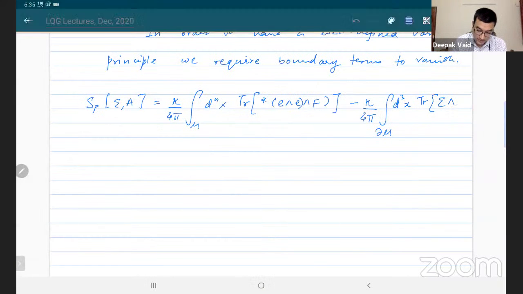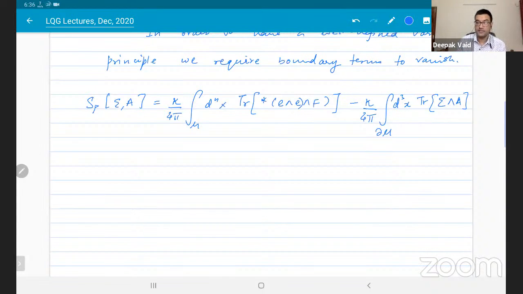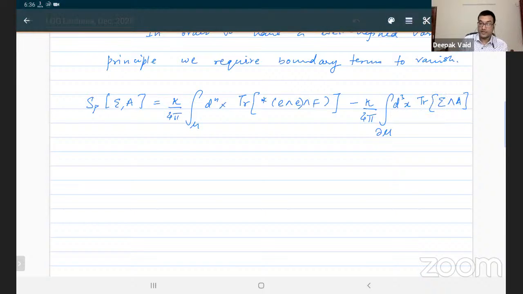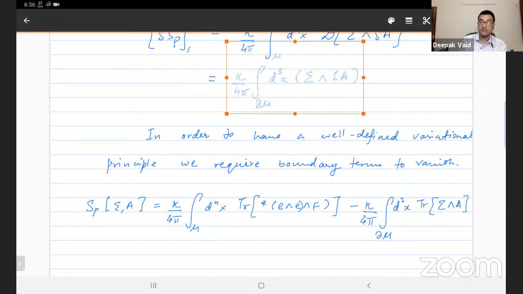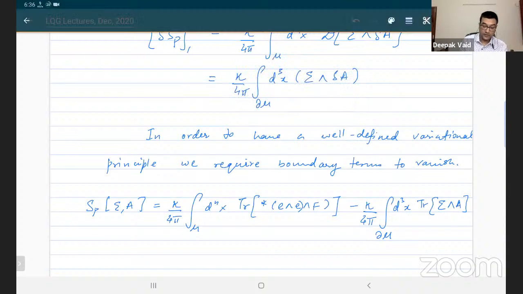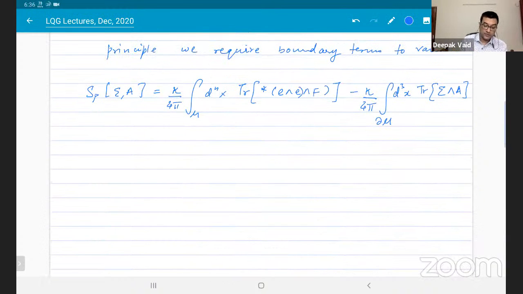This should be sigma wedge A, not sigma wedge del A. Right. It should be sigma wedge A. Makes sense, because we want to take the variation delta S. So when we take the variation delta S with respect to A, in this term we will get sigma wedge del A, and then that term will cancel out this sigma wedge del A term. Okay. So this is the correct variational principle for a manifold which has boundaries.